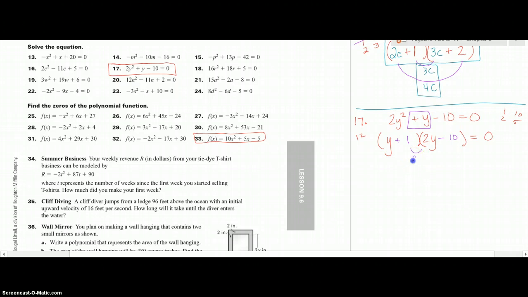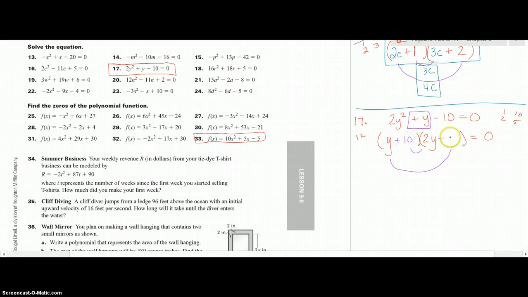So 1 times 2y is 2y. Y times negative 10 is negative 10y. Those together give you negative 8y, not y, so we know that that is not going to work. Let's flip-flop the 1 and the 10 and see how that changes our answer.